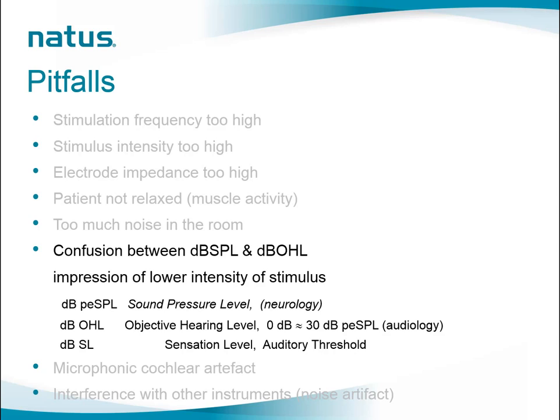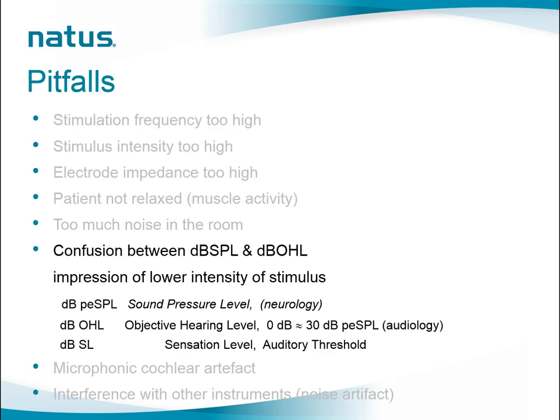So the decibels SPL are decibels for sound pressure level, which is a term that is mostly used in urology. A 0 decibel SPL means zero pressure applied to the ear. In audiology, however, audiologists use decibels OHL, so objective hearing level. This means that 0 decibel OHL means at this intensity I don't hear, but at 1 decibel I start hearing a sound.